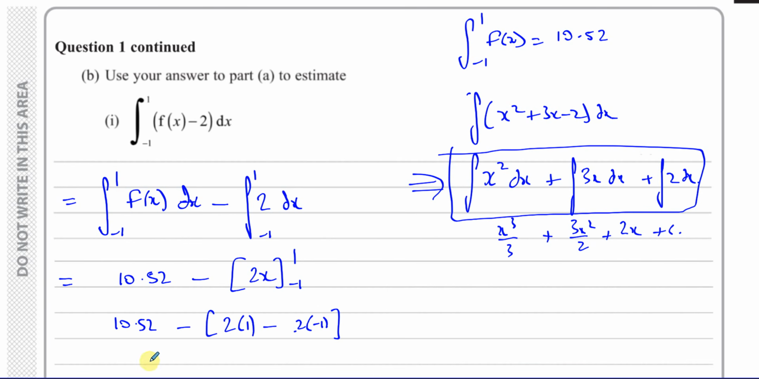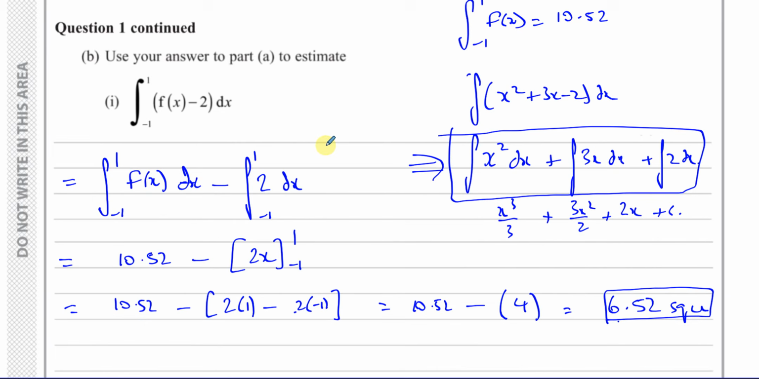Okay, so we end up with here 10.52 minus, you're going to have 2 minus minus 2, so 2 plus 2, which is 4. So you end up with 6.52 square units. Okay, so there's the answer to part B, part 1. All right, so that's something that we should understand. It's based upon this principle here. It's very important for us to understand that.